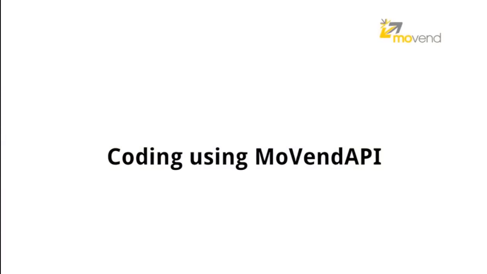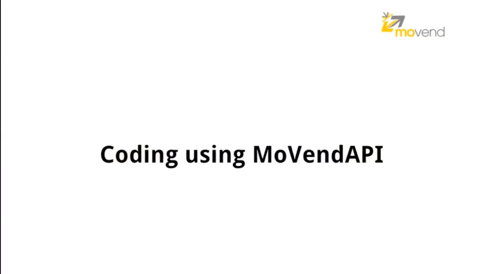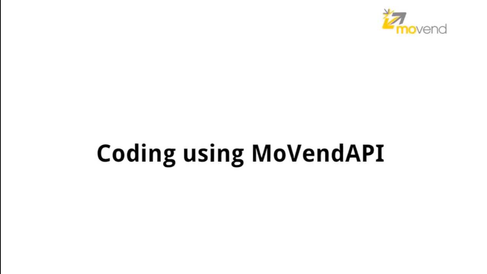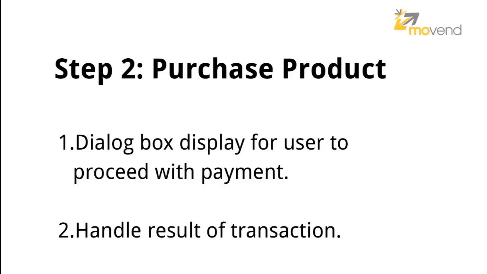Now to integrate Movin APIs into user events, this is where the user will initiate the purchase of the product. We will need to, first, initialize Movin API in the class file. Make sure you invoke this method in your activity's onCreate method when the application starts in order for the Movin API to function. Secondly, we will need to place the purchase API within the event handler that handles the purchase of a product by a user.